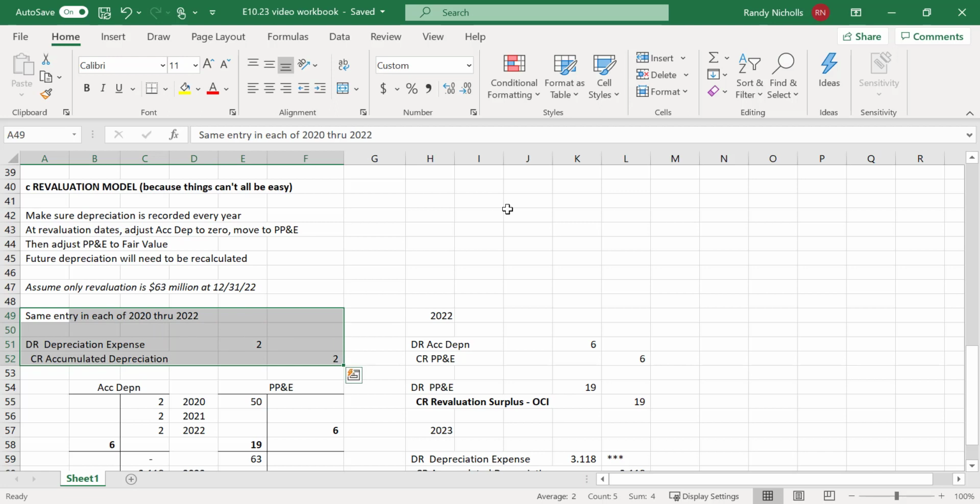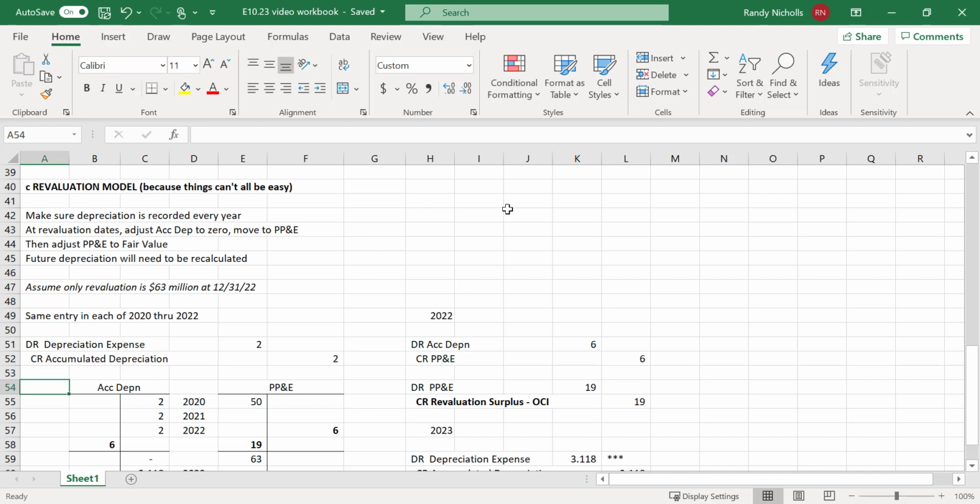So first things first, I still have to record depreciation. 2020, 2021, and 2022, record my depreciation expense same as above. Right? Make sure it's recorded in 2022 before you do the revaluation entries, because the revaluation essentially happens on the last day of the year.